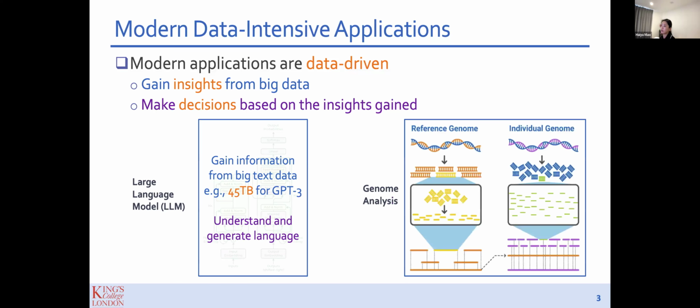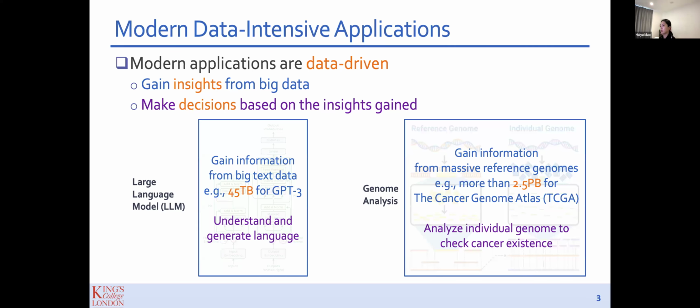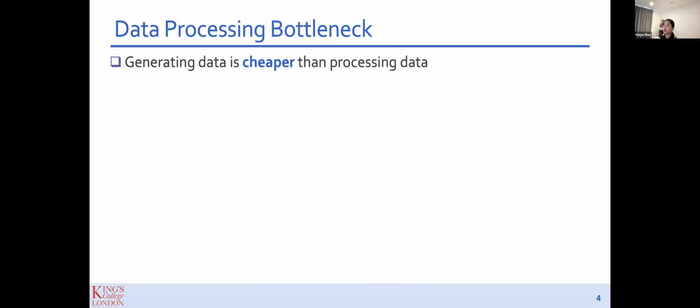At the same time, we also have a lot of genome analysis, and the data is even bigger than for the large language model. It can get information from massive reference genomes. For example, it's more than 2.5 petabytes for cancer genome data analysis. Through these data-intensive applications, we can analyze an individual genome to check for cancer.